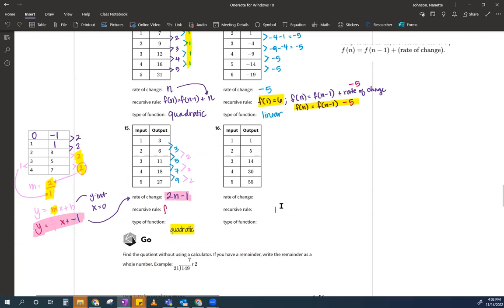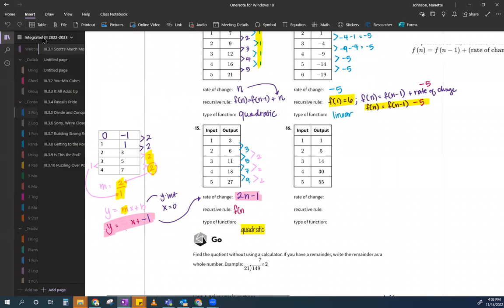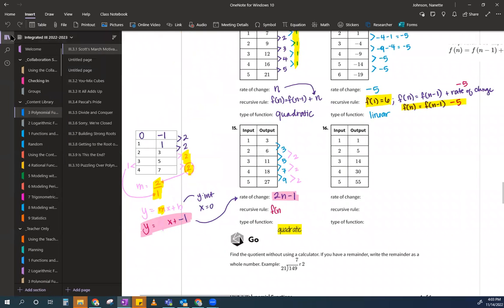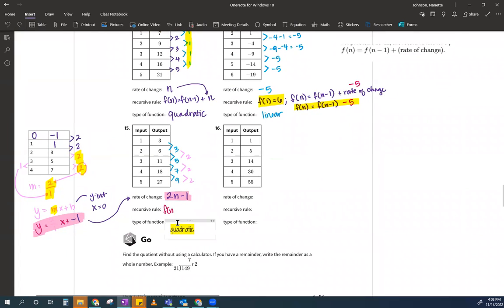Okay, there's your answer. f of n equals f of n minus 1 plus 2n minus 1, right? This function here is this function here, which is this function here, which is this function here, kind of thing. Sounds good? Okay, so all of this.